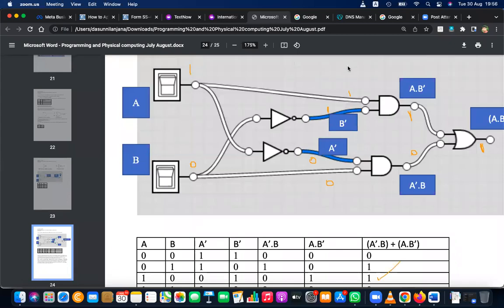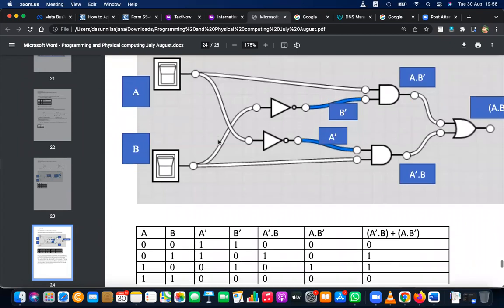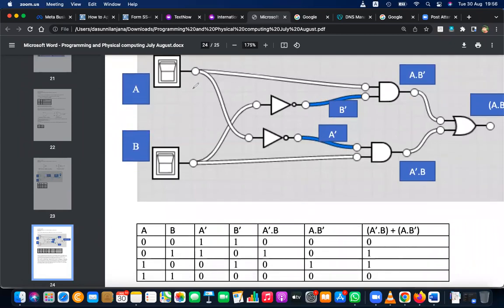That is also done. The fourth line now, the last. If 1 from here, 1 from here, A-not will become 0 here, B-not will become 0. There are 1, 0 from here, which will become 0. 0, 1 from here will also become 0. 0 from above, 0 from below will become 0. So the last line is 0.